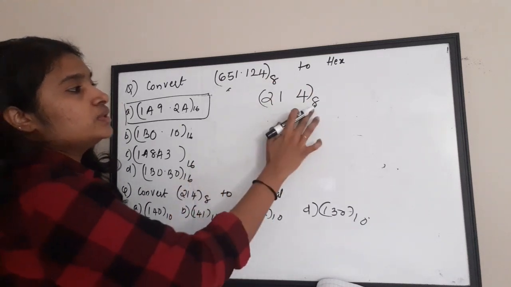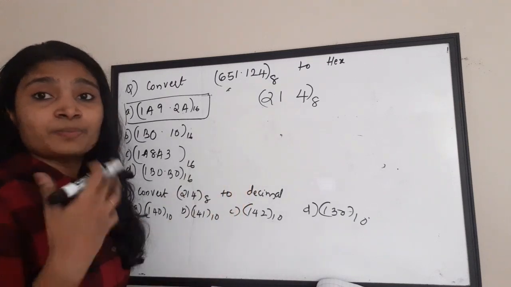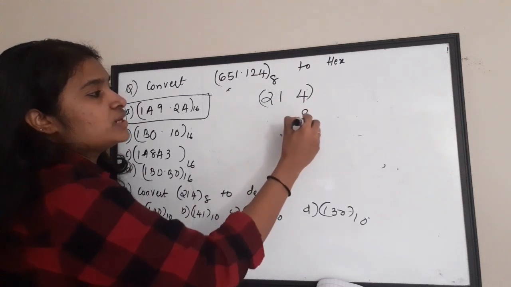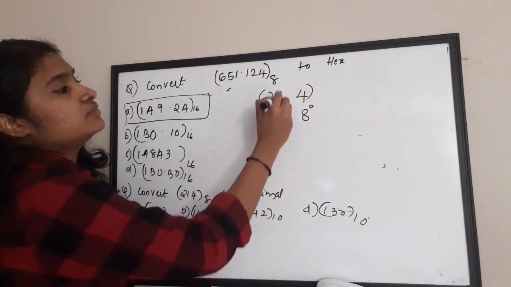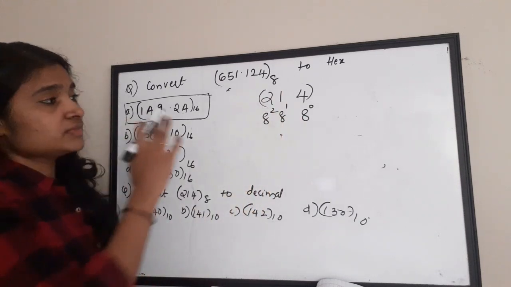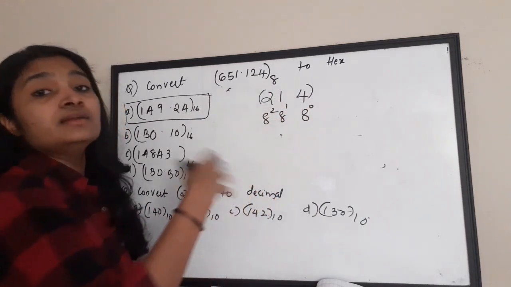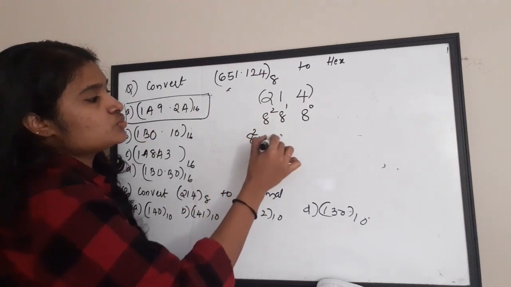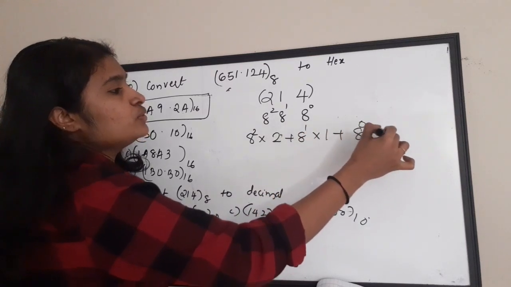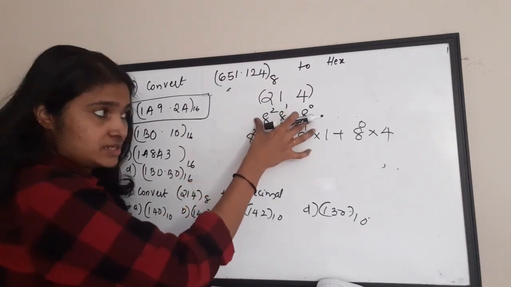Right. So we know that if it is an octal number, it has position values as powers of 8. So this 4 has a position value of 8 raised to 0. 1 has a value of 8 raised to 1. Then 8 square. Now multiply these values with the corresponding position values and add. That is 8 square into 2 plus 8 raised to 1 into 1 plus 8 raised to 0 into 4. Okay. So this is how you can convert a number in octal to decimal.